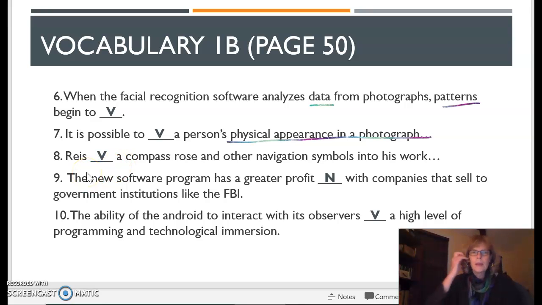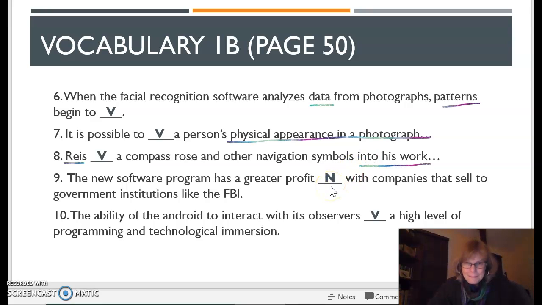Number 8, Reese, we find out this is a map maker that we read about. And this is the verb, this is what he does with all of his tools. What does he do with them into his work? Into is a clue. So if you guessed the word incorporated, you were right. He incorporated the compass rose, the other navigation symbols into his work, put them into it.